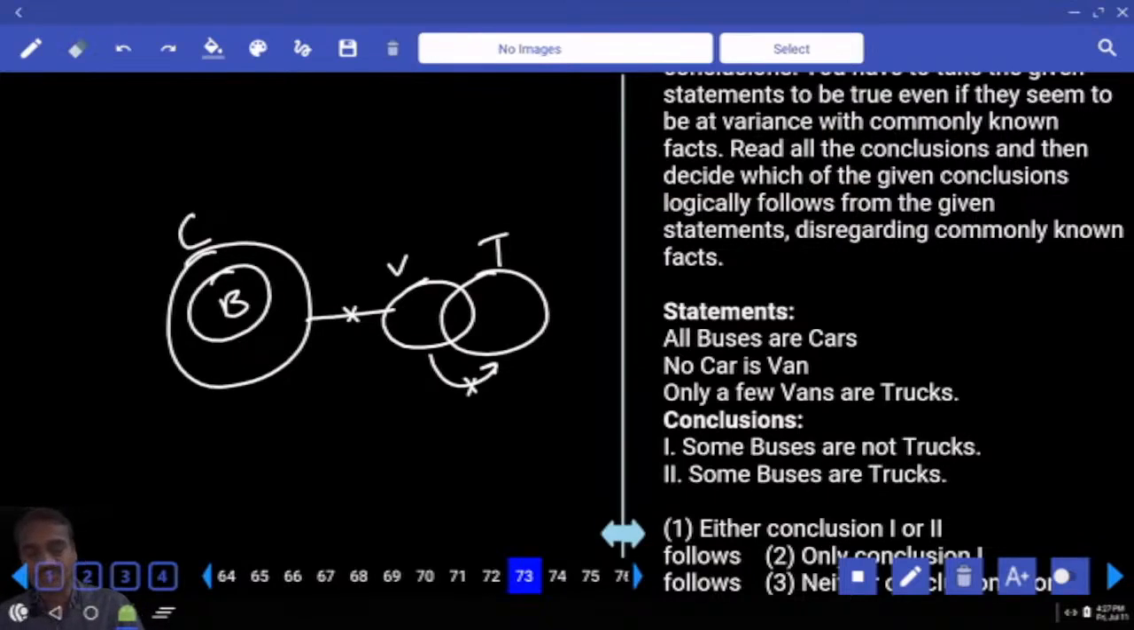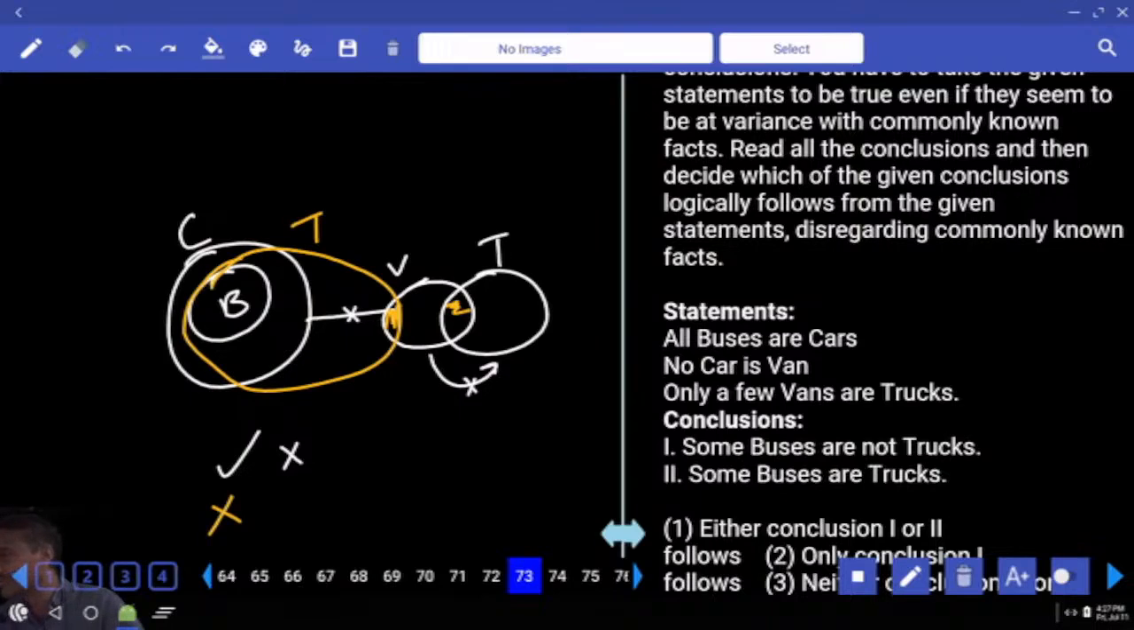Then the first one, some buses are not trucks, definitely true. Some buses are trucks, that is false. As some buses are not trucks is true, to make this one false, now we need to prove all buses are trucks. Is it possible to draw truck like this or not? Now truck and van must be intersected, truck and van is intersected. Now I have proven a case where every bus is truck. As all buses are trucks is true, some buses are not trucks will be false.